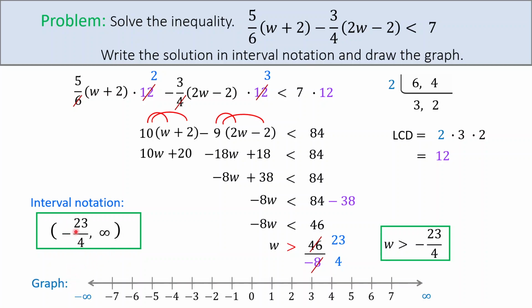So you have negative 23 divided by 4. This is a fraction. So negative 23 divided by 4 is negative 5.75. So that is somewhere here. That is here. I put an open circle because there is no equal sign. Now this is greater, so you need to draw a line all the way to positive infinity. So you can put an open circle or parenthesis.